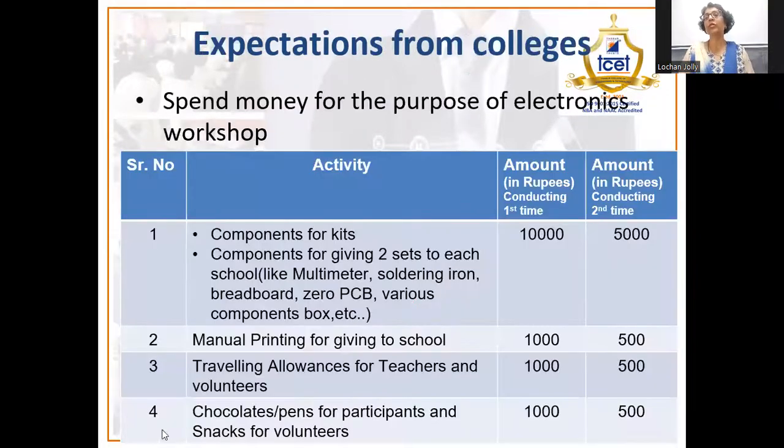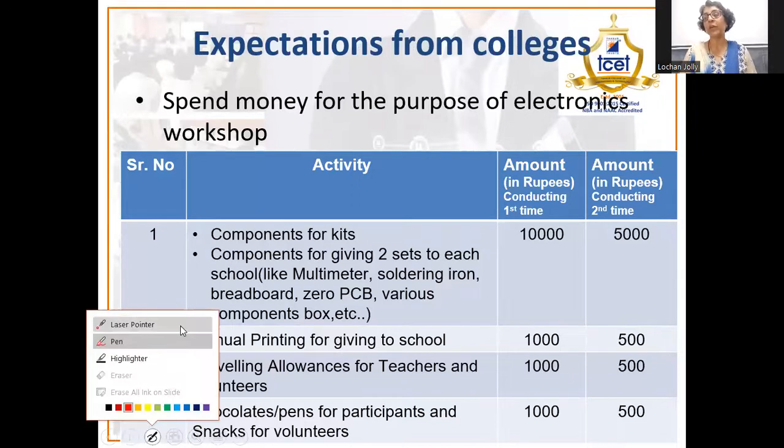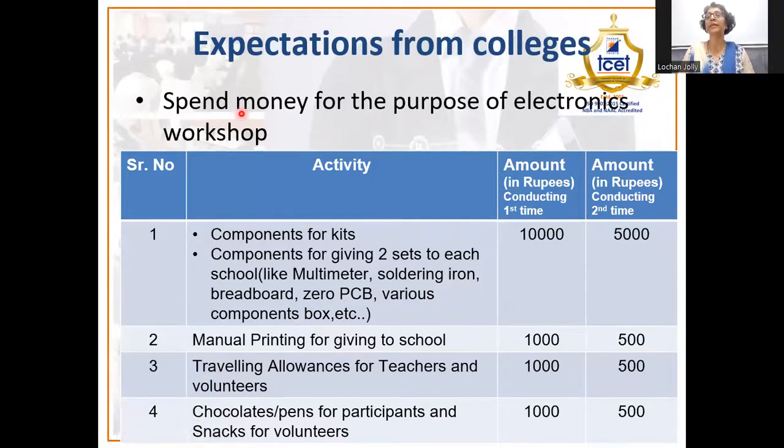I just want to tell you as a split-up that is expected, because we had certain mismatches in our expectations from IEEE regarding how the money should be spent and how it was spent.